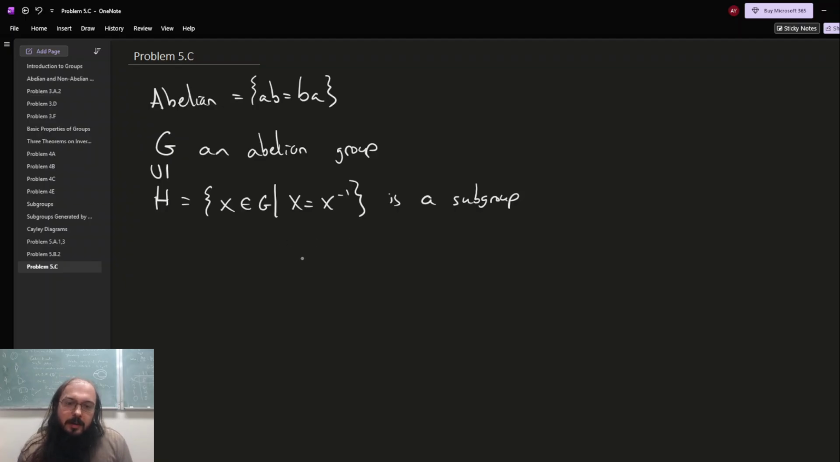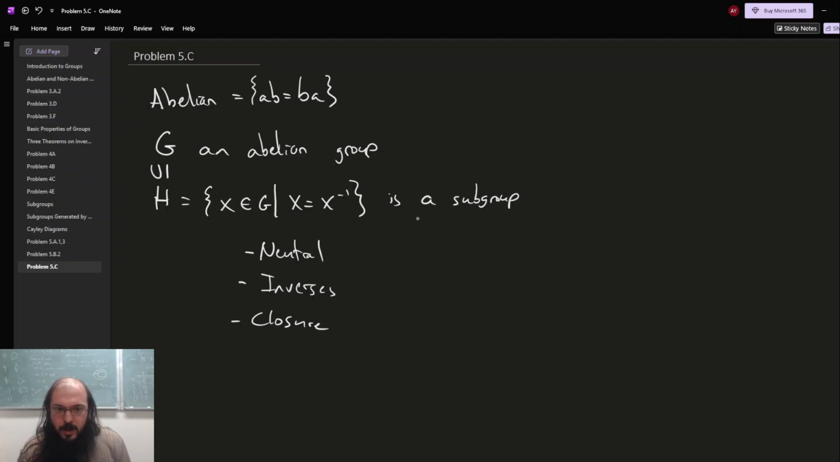Well, for this kind of setup, the abelian hypothesis does not change what we have to check. So let's look at what we're dealing with again. We have neutral, we have inverses, and we have closure.